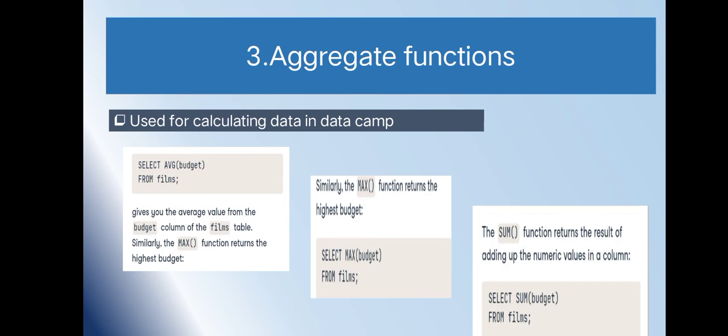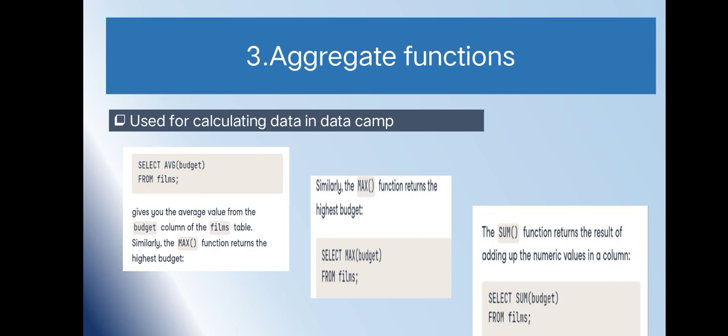The third chapter is aggregate functions. Aggregate functions are used for calculating data in a database. Often you will want to perform some calculations on the data in a database. SQL provides functions known as aggregate functions, which help find any kind of calculations in SQL. For example, here we have the AVG keyword. The AVG keyword gives you the average value from the budget column of the films table. So we select AVG budget from the films table.